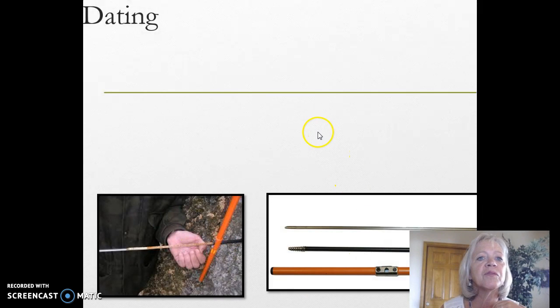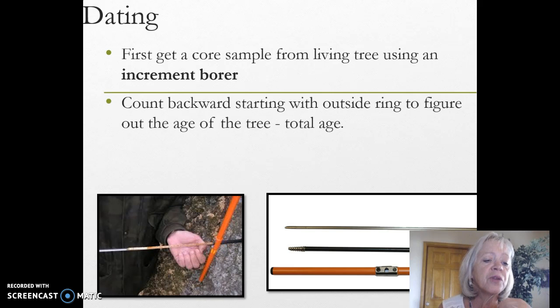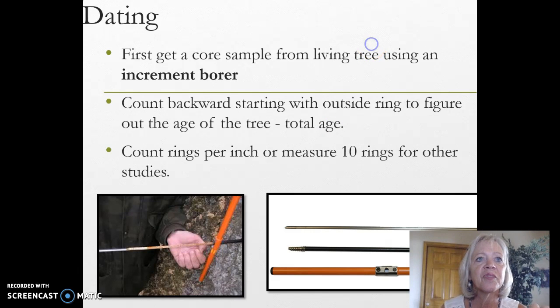So here's an example of the increment borer and how it goes into the tree. The first thing you do is get a core sample from the living tree using this increment borer. And then you count backwards, starting with the outside ring, to figure out the total age of the tree. You can also do that on a tree cookie. Start on the outside ring and count to the center.